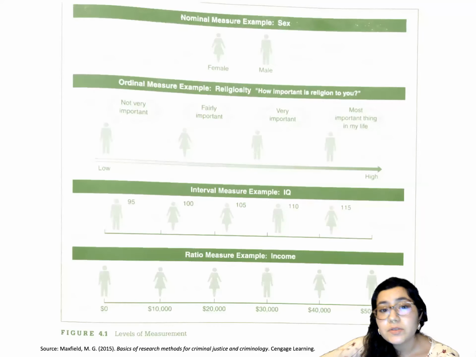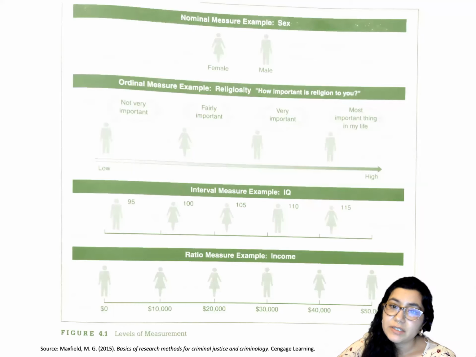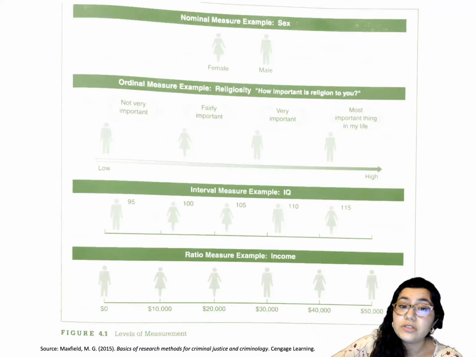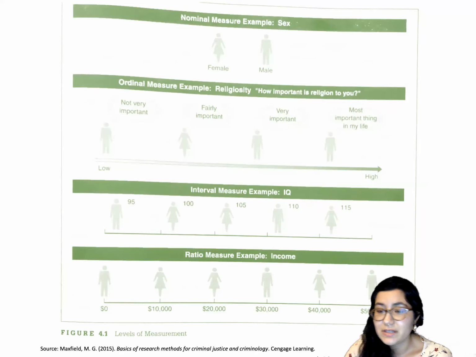So these are examples of these types of measurements. Nominal is like gender, female, male. There's no particular relation or hierarchy or organization. This is an example of a Likert scale. How important is religion to you? Not very important, fairly important, very important, most important thing in my life.